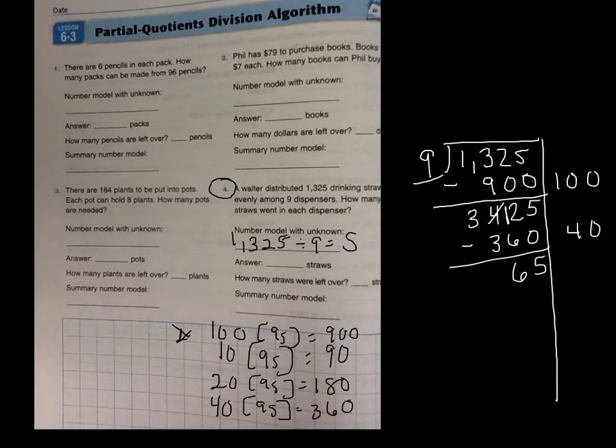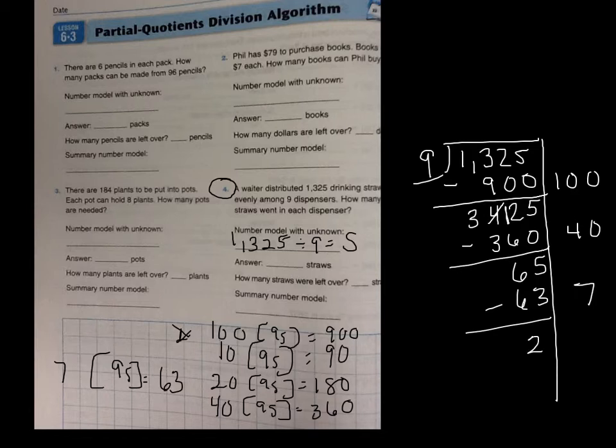Alright, now we have to go find how many groups of 9 we can take out of 65. We can't do 10 groups. That's 90. Well, 9, let's just think this through. How many groups of 9s would get us really close to 65? Right, 7 groups of 9s is 63. So if we write down 7 groups of 9, we would subtract 63 then. 65 minus 63 is 2.